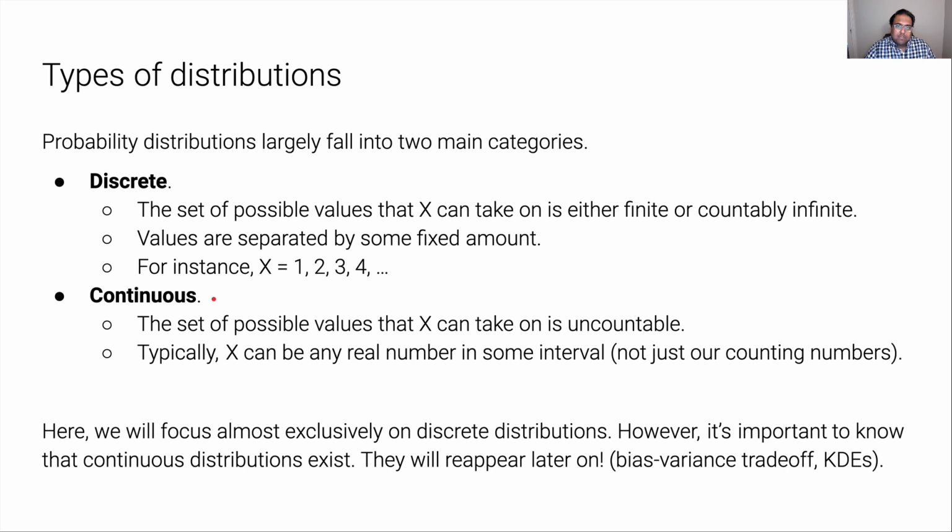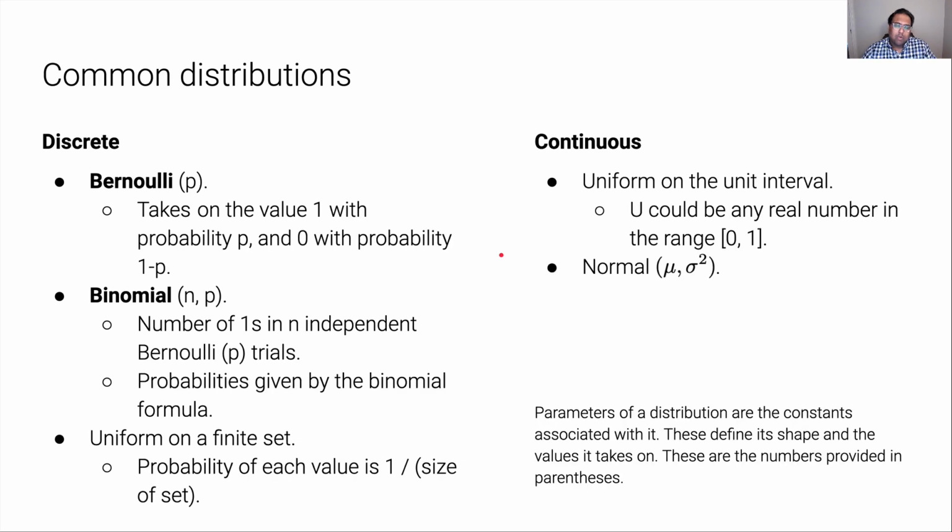The other main category of probability distribution is a continuous distribution. And so here, the set of possible values that x can take on is neither finite nor countably infinite. Typically, x can be any real number in some interval. So it could be any real number, period, or any real number between two bounds. So for example, it could be any real number between 0 and 1. In this class, we will mostly focus on discrete distributions, but you should know that continuous distributions exist because they will reappear. We'll wrap up by looking at some of the more famous discrete and continuous probability distributions.